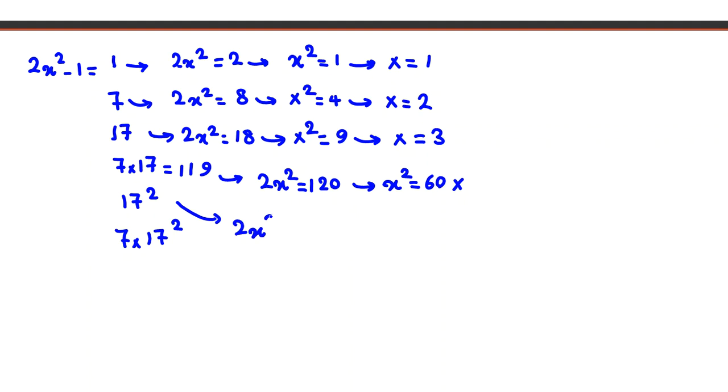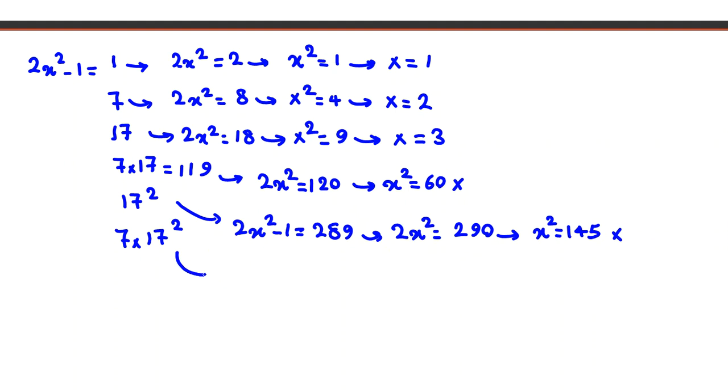The next one, 2x squared minus 1 is 17 squared. 17 squared is 289. 2x squared if you add 1 is 290. And if you divide by 2, x squared is 145. Also here you could say it is 17 squared plus 1, which is not a perfect square, because it is twice a perfect square. So we've considered that and it's not possible because 145 is not a perfect square.